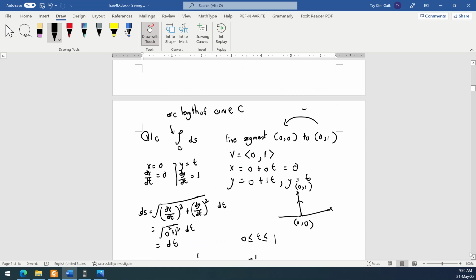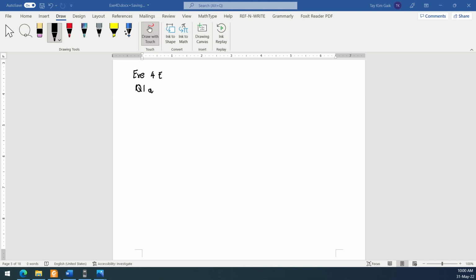Question 1 is a direct question. Hold on, we look at exercise 4E, question 1A. Those who didn't buy the module, you can get the exercise from the author. Okay, evaluate the line integral along curve C of 2xy dx plus (x squared plus y squared) dy, where the curve C is defined by x equal cos t, and y equal sin t, t from 0 up to pi over 2.